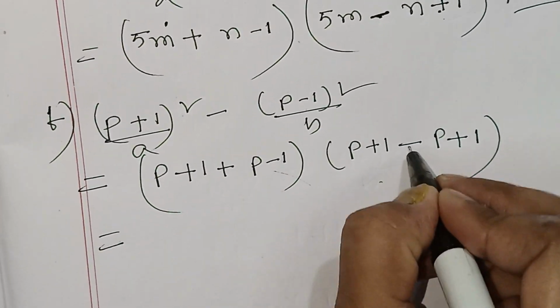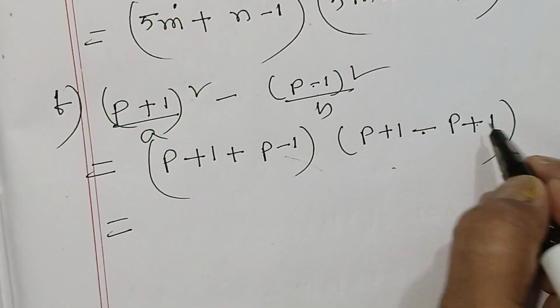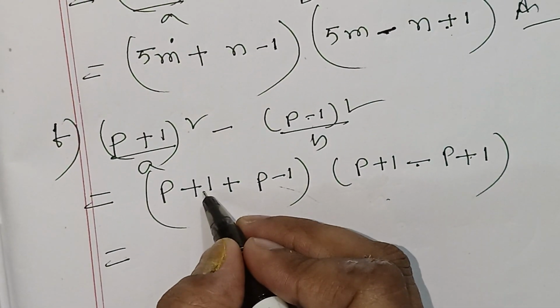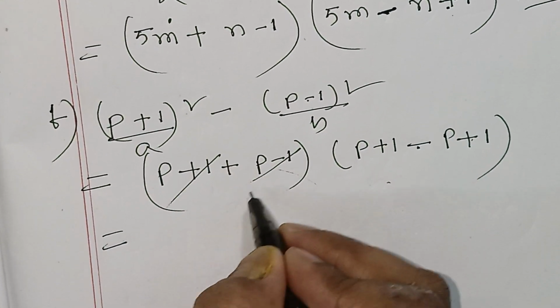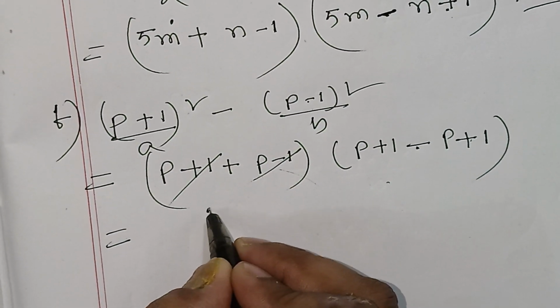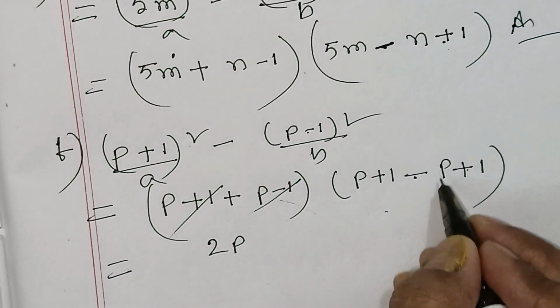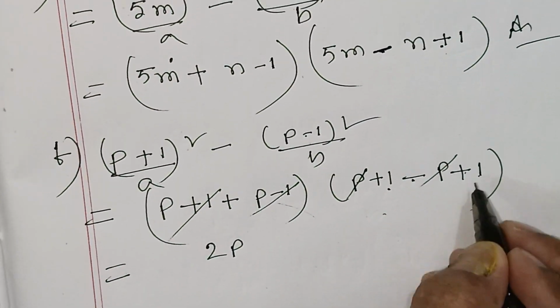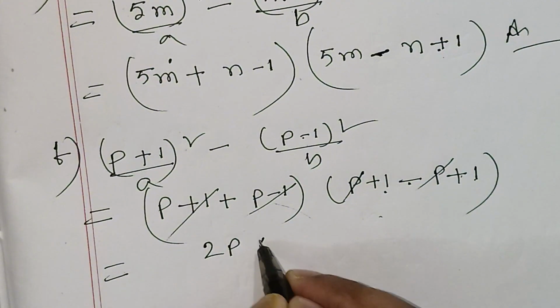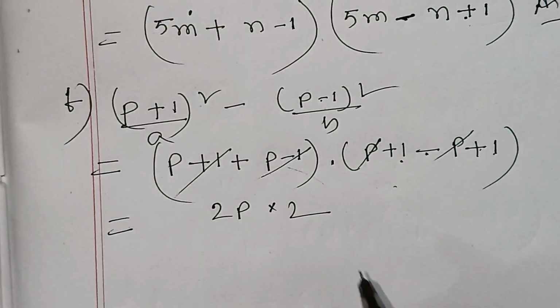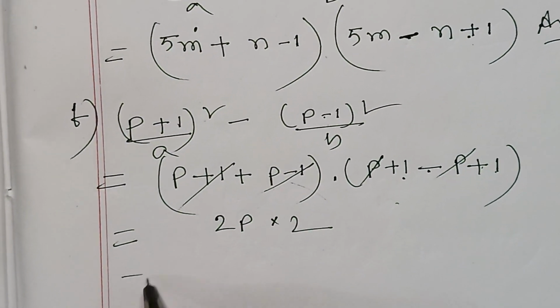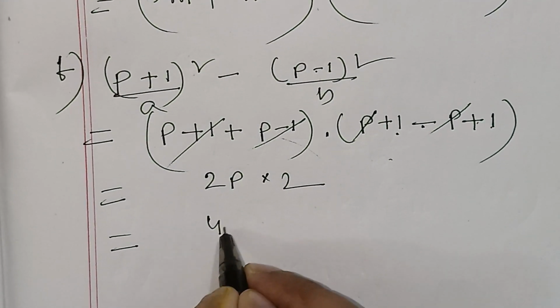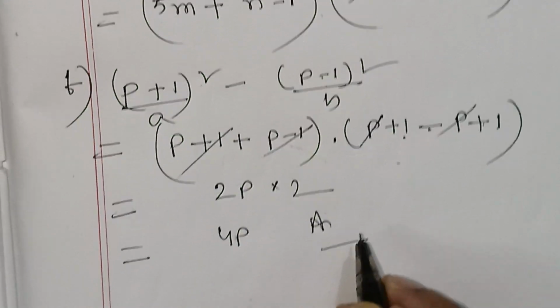For this, minus is plus. So plus 1 and minus 1 cut, p and p makes 2p, and minus p and plus p cut. So plus 1 and plus 1 are calculated to 2p, and here is the product sign. So multiply: 2 twos are 4p. That's it. This is the answer.